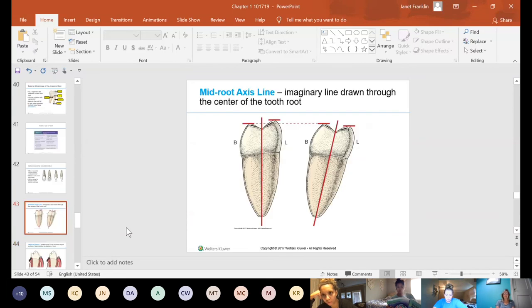The midroot axis line. You're going to hear this term a lot when you're talking about teeth and scaling and things like that. So the midroot axis or long axis is if you go straight up and down or divide the root in half. Now, the long axis or the midroot axis line on a tooth can vary a little bit, because your teeth don't sit in your mouth absolutely straight up and down. But when Professor Ramos is teaching you instrumentation, she's going to use the term long axis of the tooth a lot.